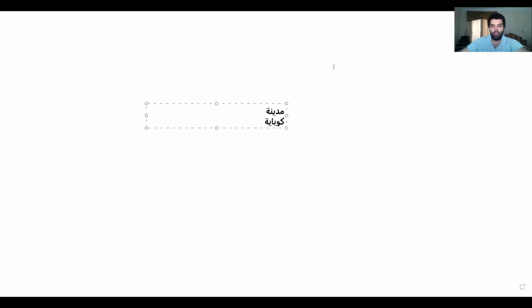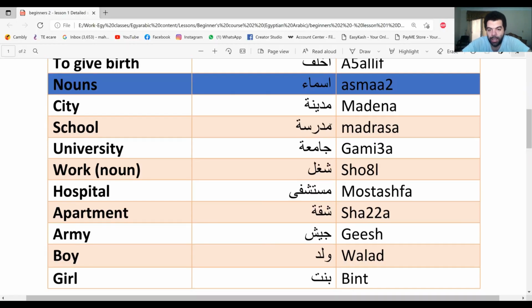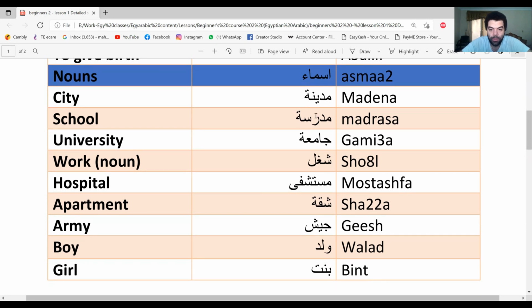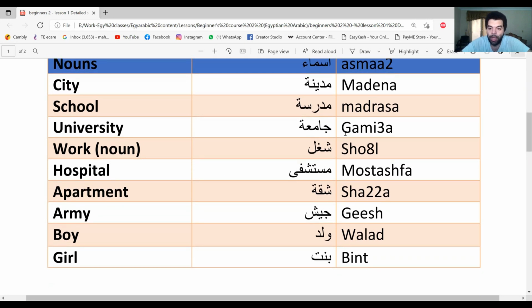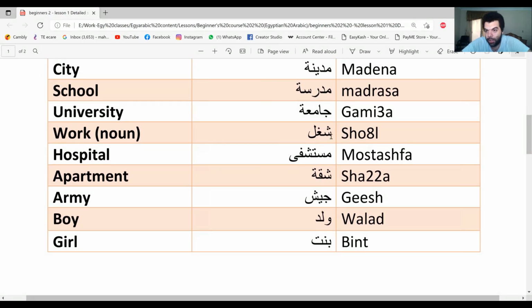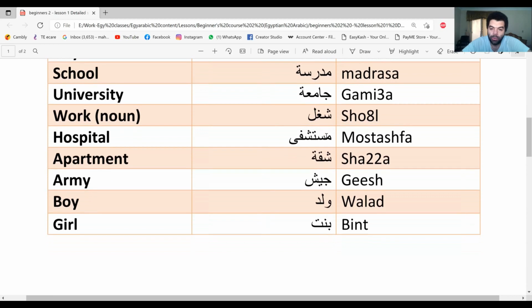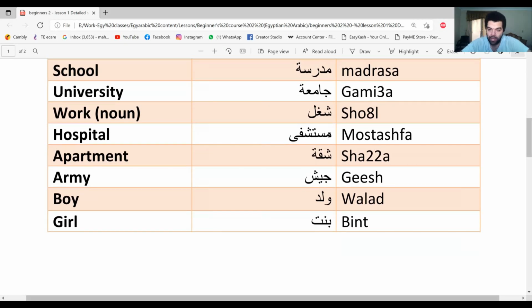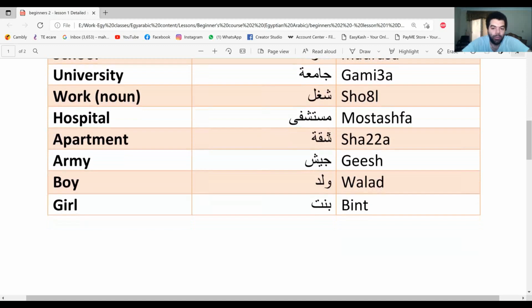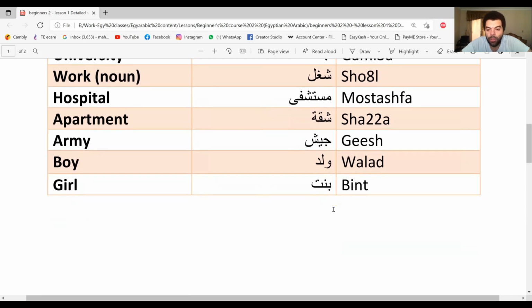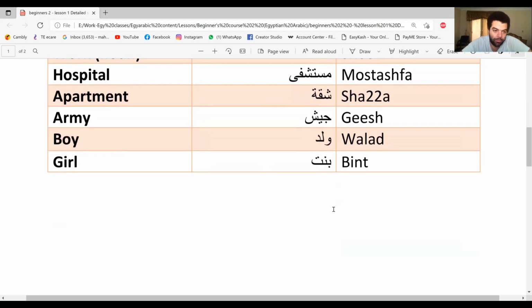So going back here, we said madinat الرحاب. And school is madrasa. And university, jam'a. And then work, noun itself, is shughl. And hospital, mustashfa. And then apartment, shaqqa. Army, جيش. Boy, walad. Girl, bint. So you can say أنا خلفت ولد, I gave birth to a boy. أنا خلفت بنت. And so on. The words walad and bint can also mean son and daughter.